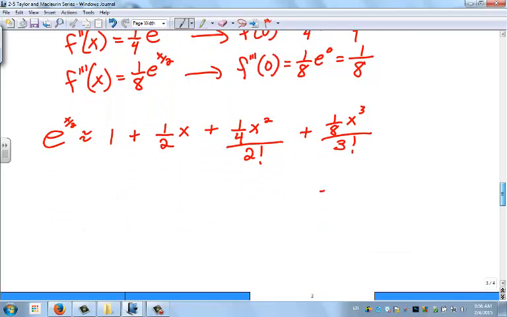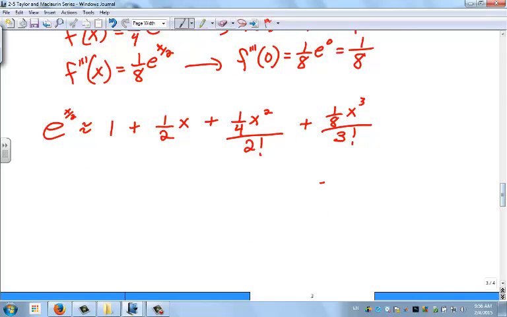Now all we have to do is go ahead and simplify. And when you simplify, to find the pattern of a Taylor series, do not fix the factorials. Leave them as factorials. Okay? And then we're going to go ahead and write things as powers as well, if we can. So we're going to say e to the x over 2 is approximately equal to 1 plus x over 2 plus x squared.